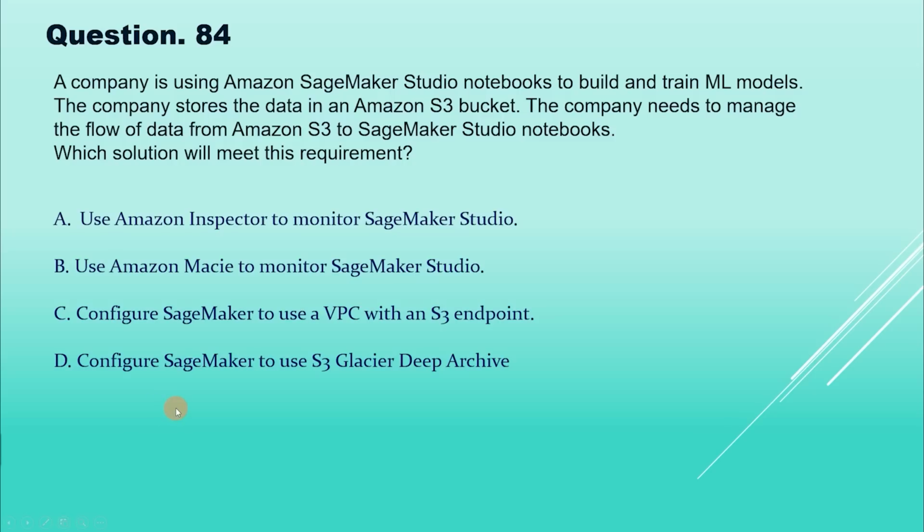And the correct answer here will be option C, configure SageMaker to use a VPC with an S3 endpoint. Because to manage the flow of data from Amazon S3 to SageMaker Studio Notebook securely and efficiently, configuring SageMaker to use a VPC with an S3 endpoint is the best solution. This setup ensures that the data transfer between SageMaker and S3 happens within the AWS network only, without going through the public internet, which improves the security and performance here. So option C is correct.